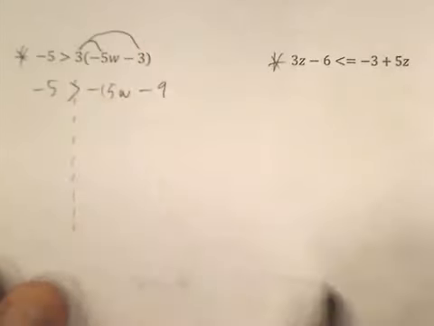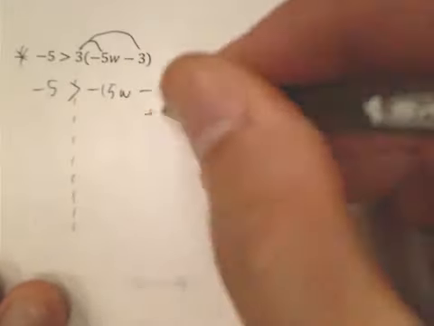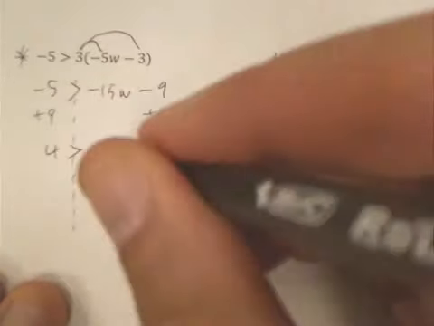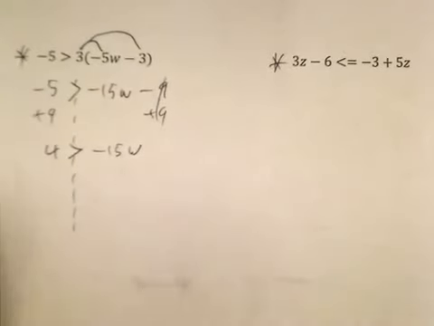So here, let's distribute first. Most of you were pretty good at that when we were doing that yesterday. So 3 times -5, -15w. 3 times -3 is -9. So if you have that other stuff first, go ahead and do that first. Let's get rid of the -9 by adding 9. So that gives me 4 is greater than -15w. Those will just cancel out.